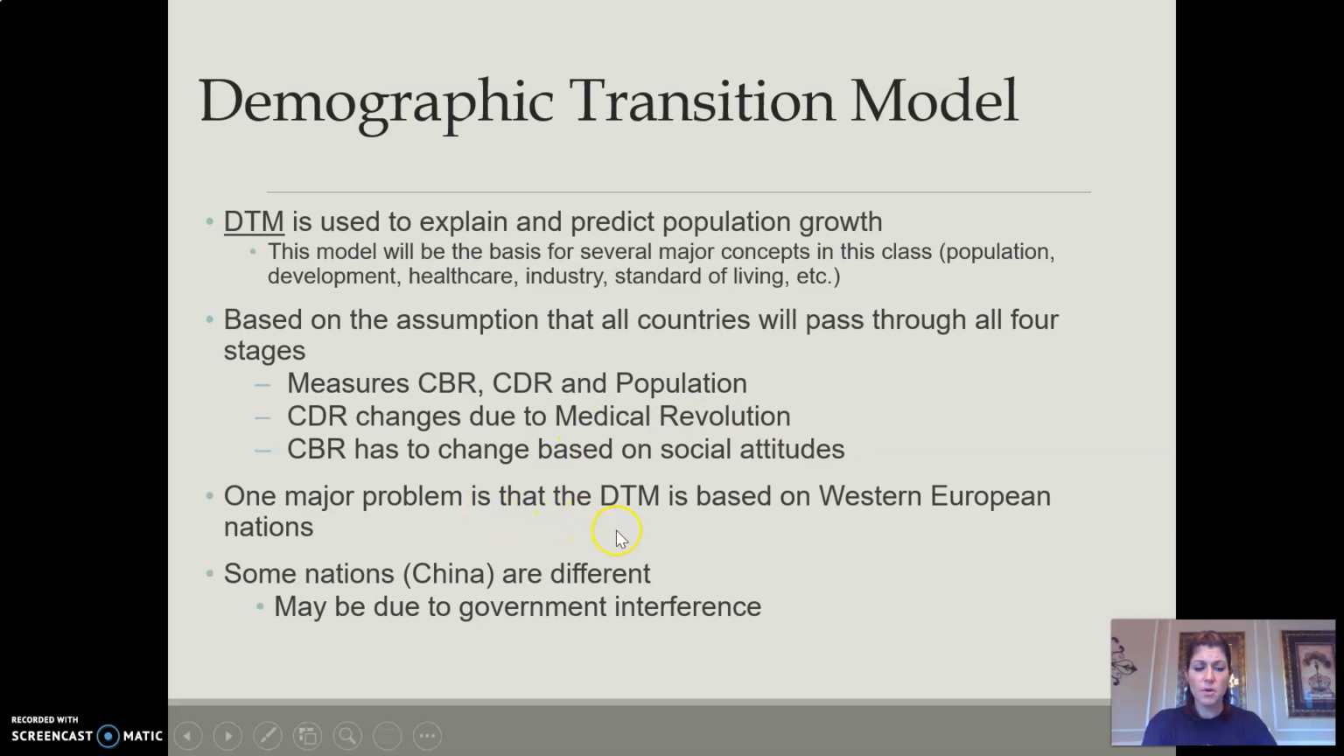One major problem with the demographic transition model is that it is based on Western Europe, and some countries are different, like China. Most of their changes in terms of population were due to government interference. They promoted antinatal policy, such as the one-child policy that limited the number of children that couples could have.